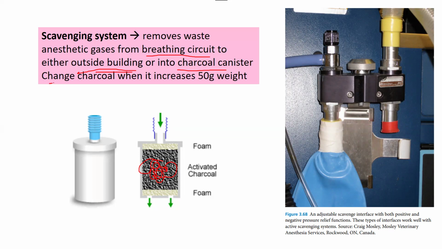And about this charcoal, you should change the charcoal when its weight increases by 50 gram. So like if it's 100 gram in weight and it gets to 150 gram in weight, change it, because that has fully used, or that is exhausted. So basically scavenging system is to remove waste and static gases, and it is important to protect the doctors. Otherwise, if the extra amount of anesthetic gas gets accumulated within the room, the doctors will also start to faint and go unconscious.